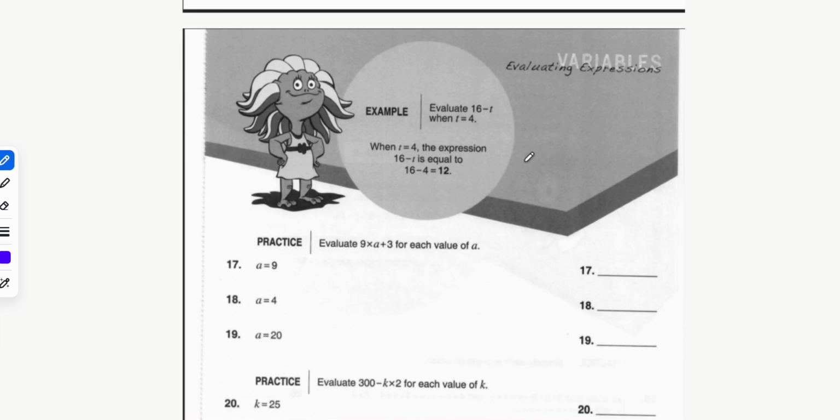Next, we have to evaluate 16 minus t when t equals 4. So when t equals 4, the expression 16 minus t is equal to 16 minus 4, which is 12. Now we have to evaluate 9 times a plus 3 for each value of a. So 9 times 9 plus 3. So 9 times 9 is 81, plus 3 is 84.